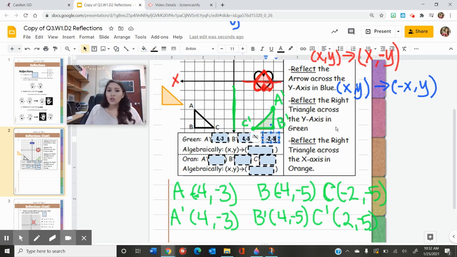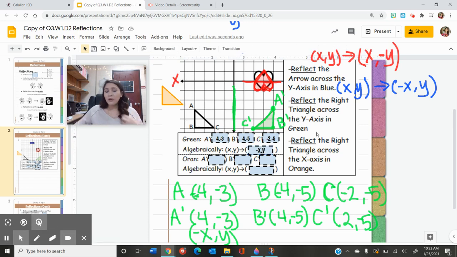Now, since we reflected it across the y-axis, the rule was that our y stays the same, but our x changes. So I want you to look down here. Our y values stayed the same, but our x changed. Now, that doesn't necessarily mean that it becomes negative. Remember, that negative sign just represents a change. So this is negative x, comma, y. Whenever we write our algebraic representation, we start off with x, y, and it transforms to negative x, comma, y.